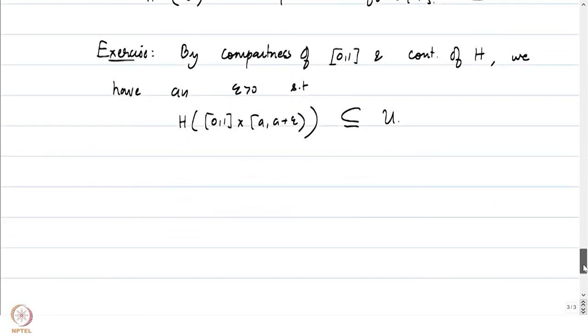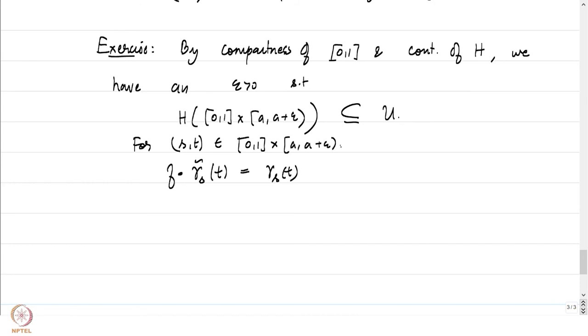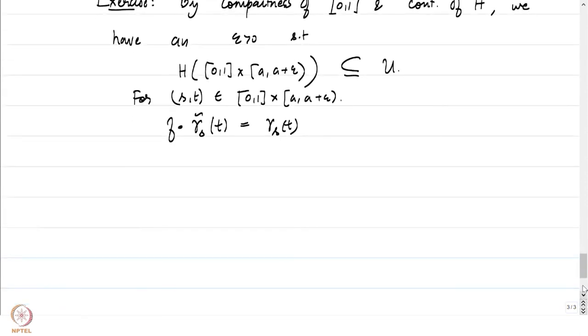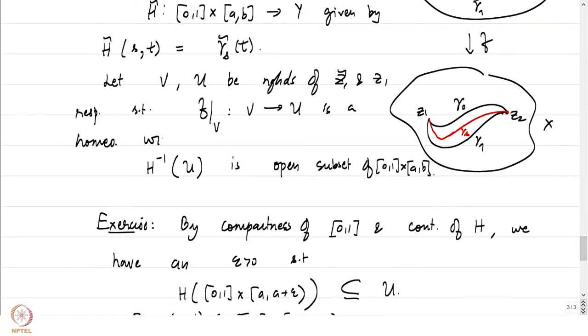Now, if we use the fact that gamma s tilde of f of gamma s tilde of t is equal to gamma s of t for s, t in [0,1] — it's true in [0,1] cross [a,b], but let's focus on [0,1] cross [a, a plus epsilon]. f composed with gamma s tilde of t is equal to gamma s of t. And by composing with the inverse, f is a homeomorphism. Let me just give the inverse, with inverse given by phi from U to V.